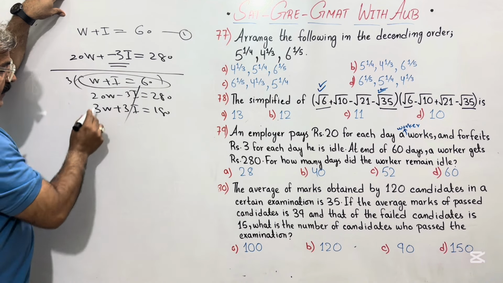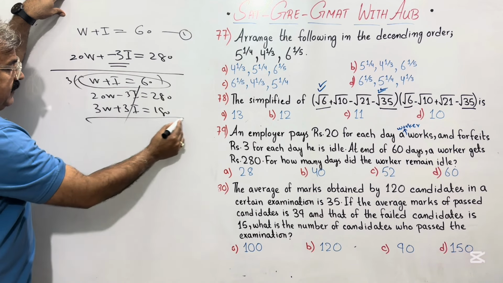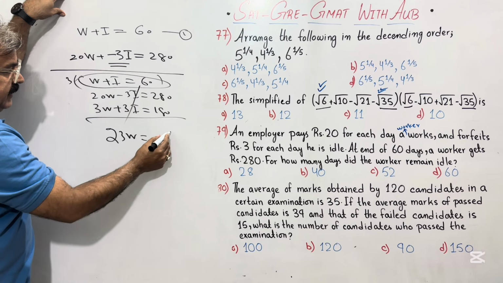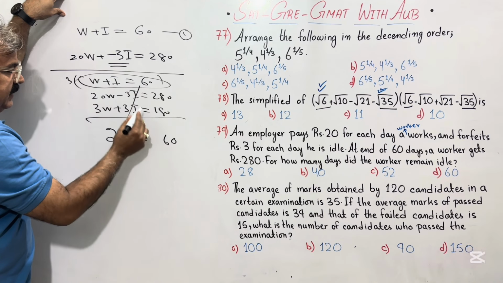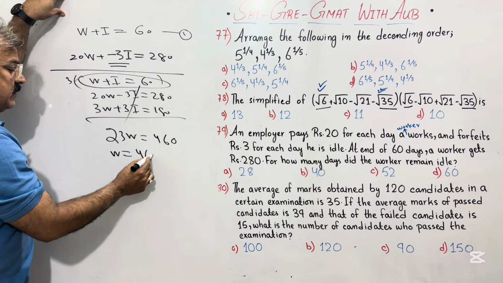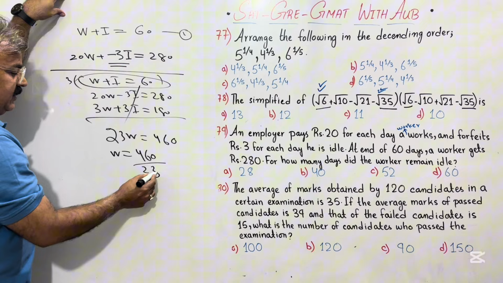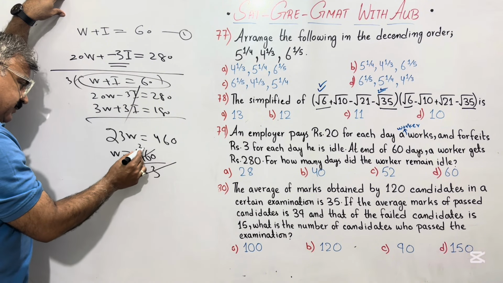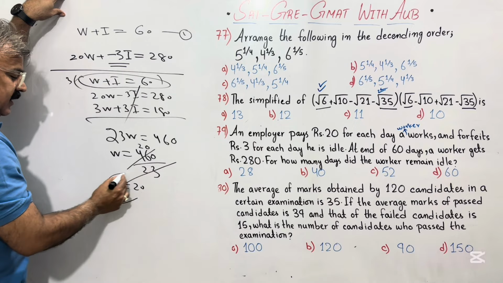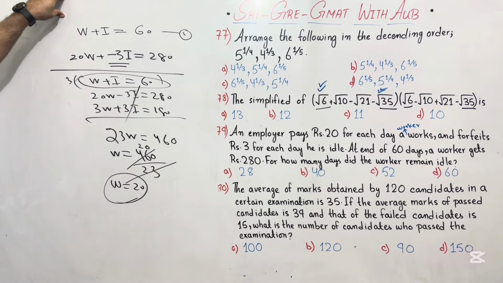Adding up 20W plus 3W, it becomes 23W. Adding 280 and 180, we get 460. Solving for W, we have 460 divided by 23. Applying the table of 23 two times, W is 20. So the working days are 20.